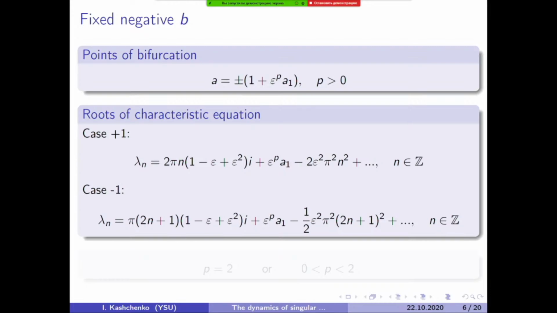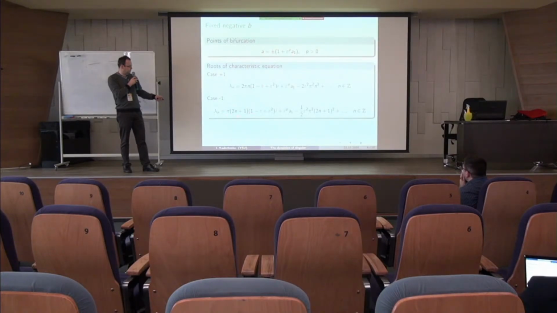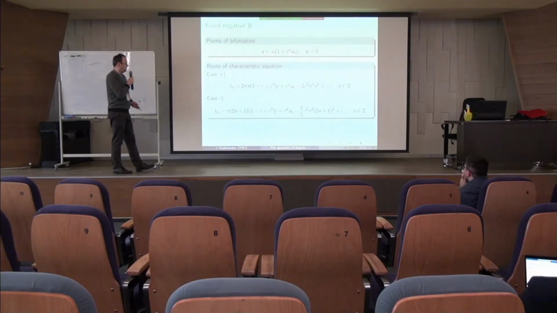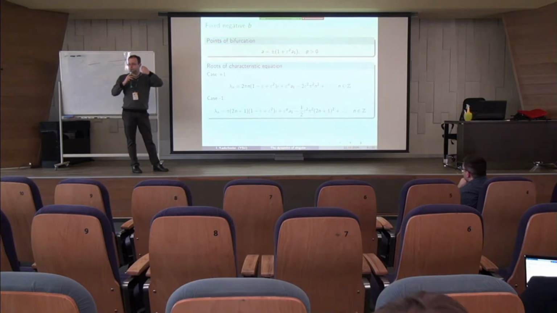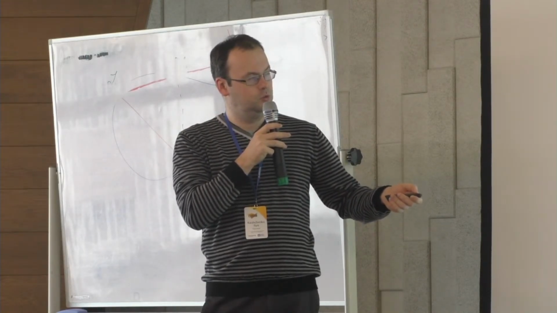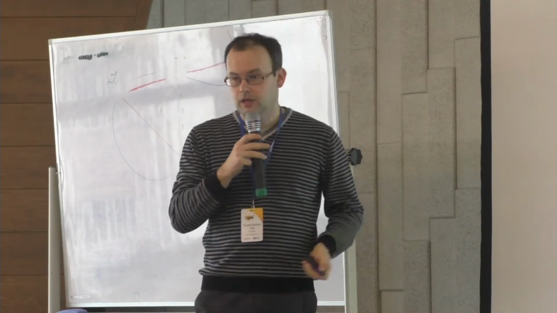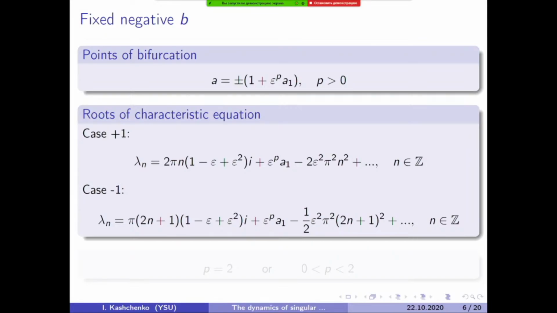Each of them tends to the imaginary axis as epsilon tends to 0. And here we have asymptotic formulas for this root in the case when a is close to +1 or when a is close to -1. The main difference is that here we have 2 pi multiplied by something, and here pi multiplied by an odd integer number. The real part of these roots, the main term of the real part, is a sum of two terms. One of them has epsilon to the power of 2, and the other epsilon to the power of p. So if p is greater than 2, then these terms are very small and do not appear in our further research. So let p be smaller than or equal to 2.